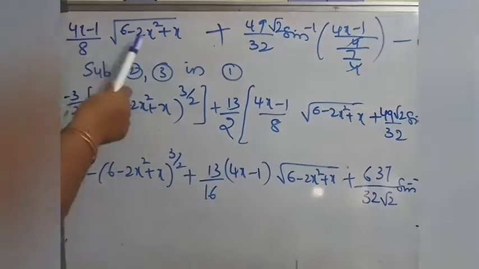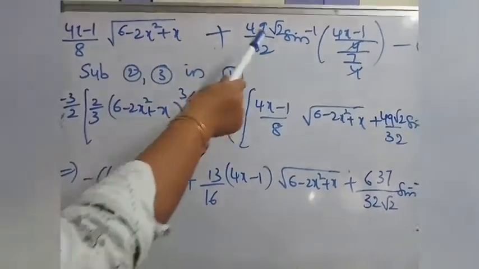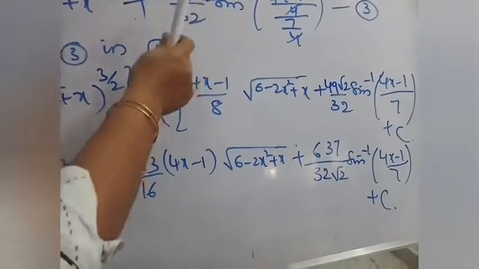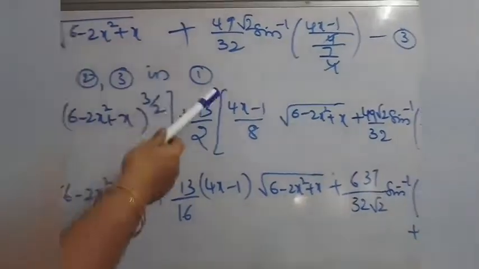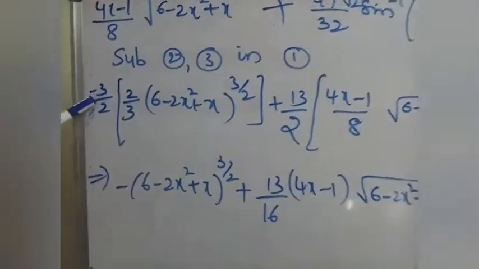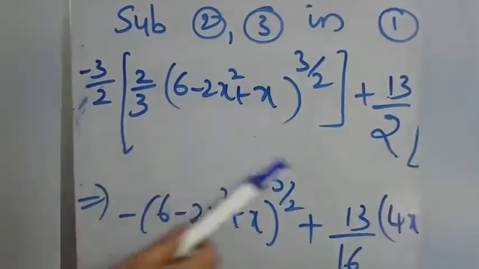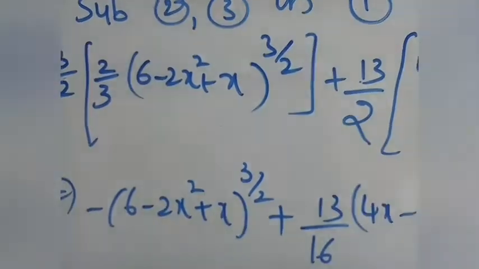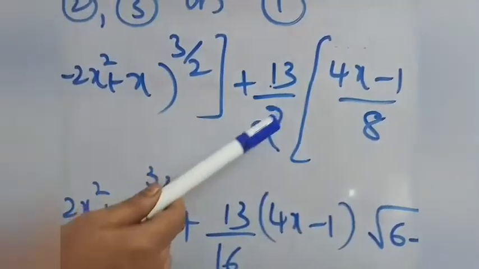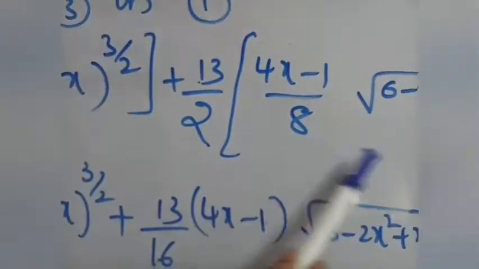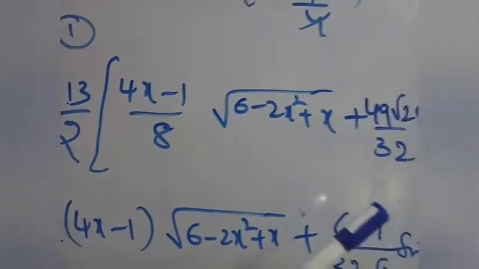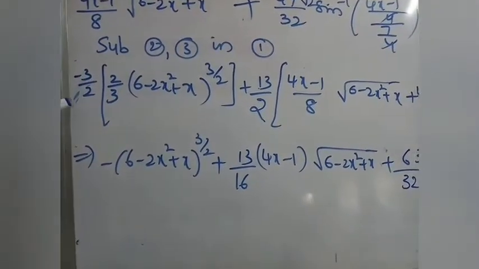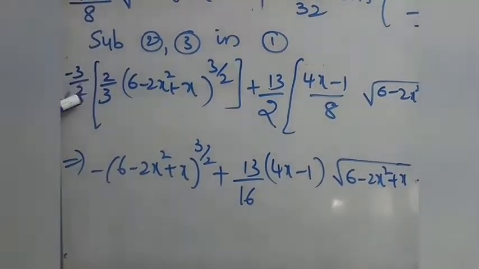See here, root 2 into this total value we got like this, and here also root 2 into this term is there. So here also we have root 2 term, and then substitute 2/3 in equation 1. Then here, see here, minus 3/2 into first integration value, that is 2/3 into (6 minus 2x square plus x) whole power 3/2, plus 13/2 into the second integration value we do. Now observe here carefully, 3/2 and 2/3 get cancelled.